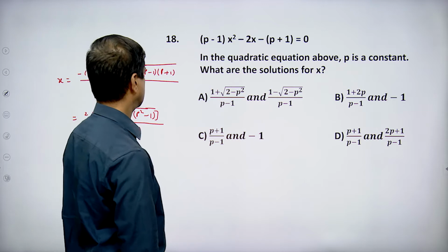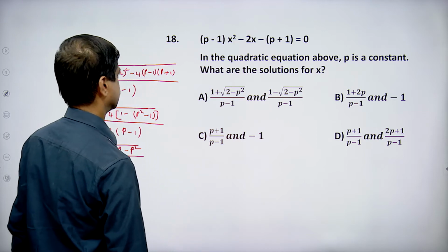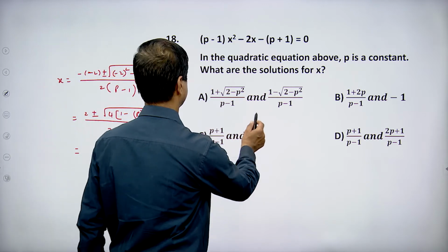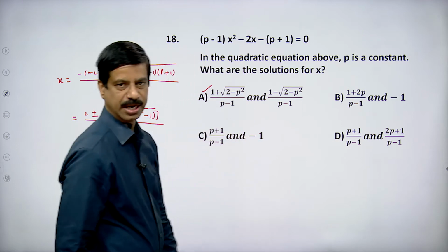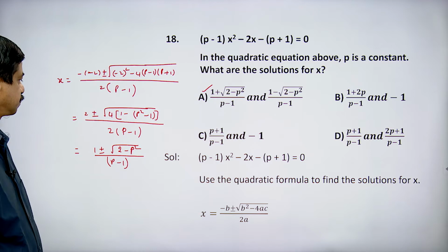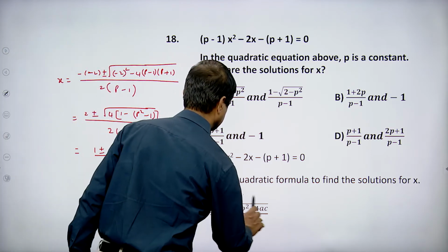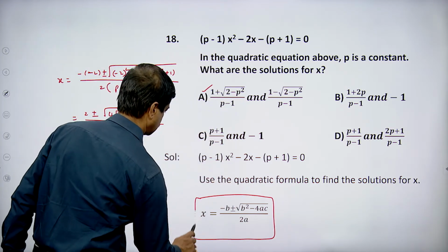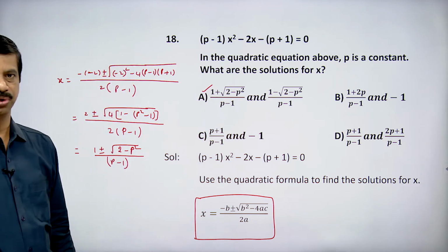So you have 1 plus or minus root of 2 minus p square by p minus 1, option A. Please note it fast, quick children. This is the formula used. Take the screenshot so that we go to the next question.